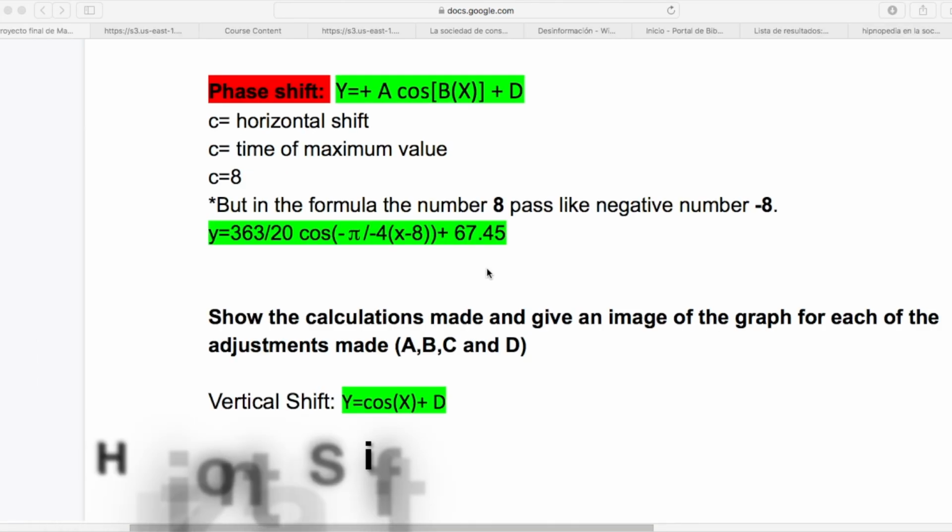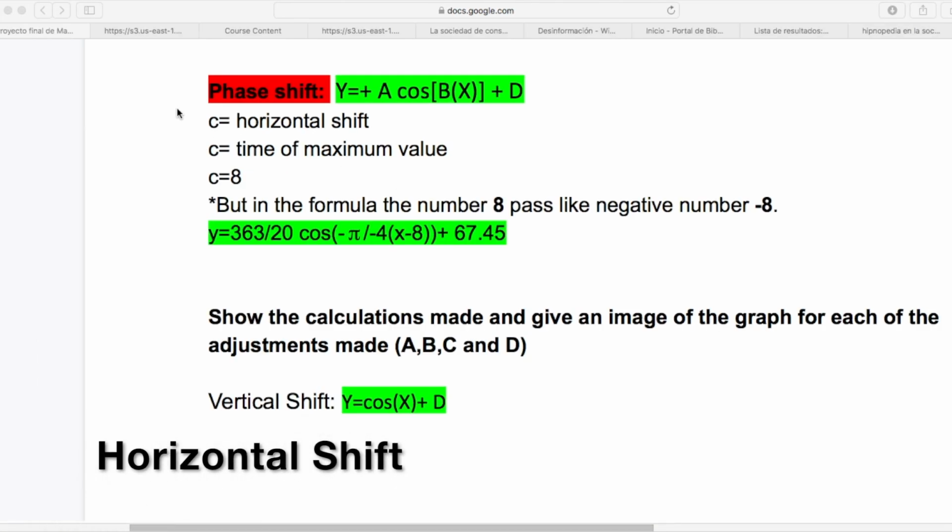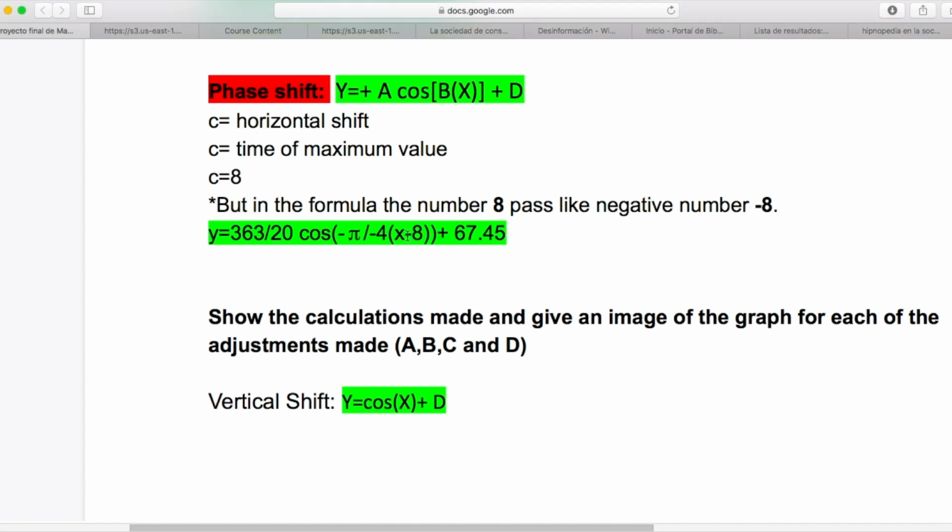A horizontal shift may also be referred to as a phase shift. So the horizontal shift is the distance of the period of the function. So we need to take the maximum value of the data that occurs at approximately t equals 8 months to the right. This is our result. But remember that we pass the positive number to negative in the formula, like this.